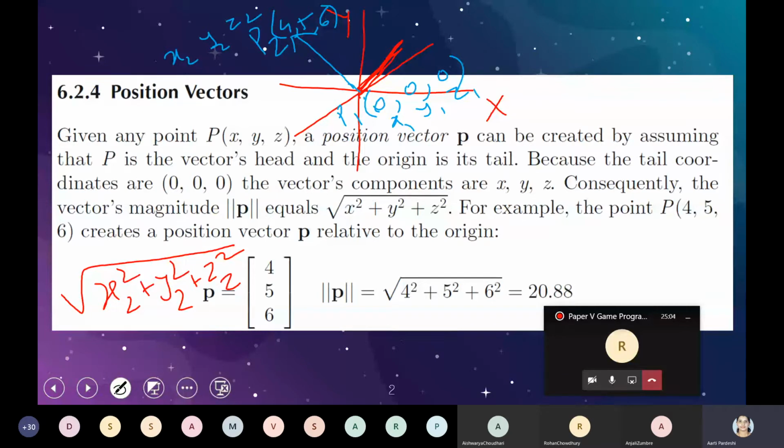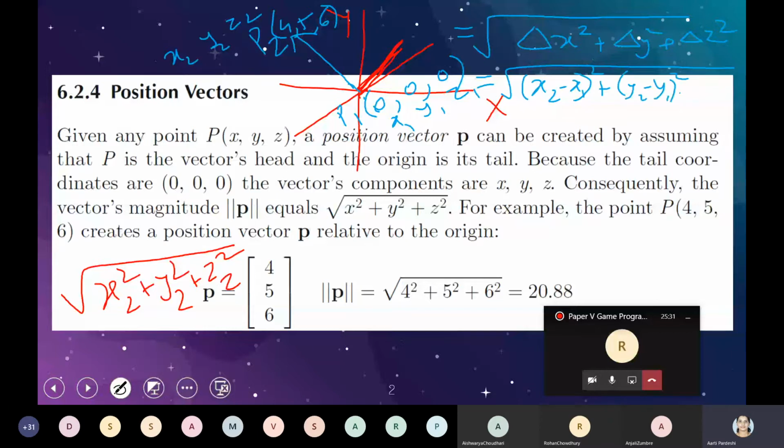But if it is 4, 5, 6, how do we calculate the magnitude of any vector? The magnitude can be calculated by taking delta x square plus delta y square plus delta z square, under root. Here the delta is nothing but the difference between two: x2 minus x1 square plus y2 minus y1 square plus z2 minus z1 square. Now what is this?